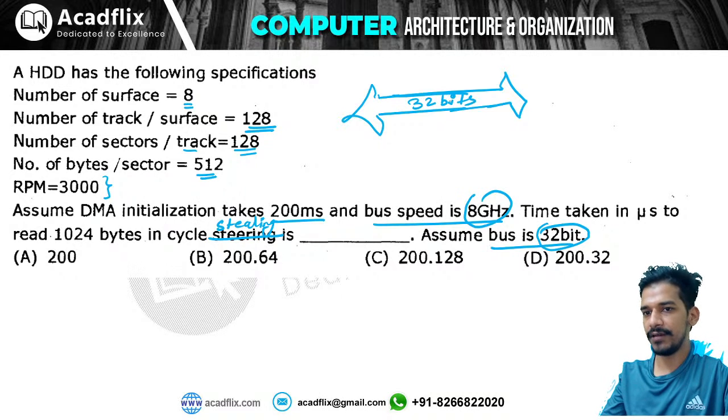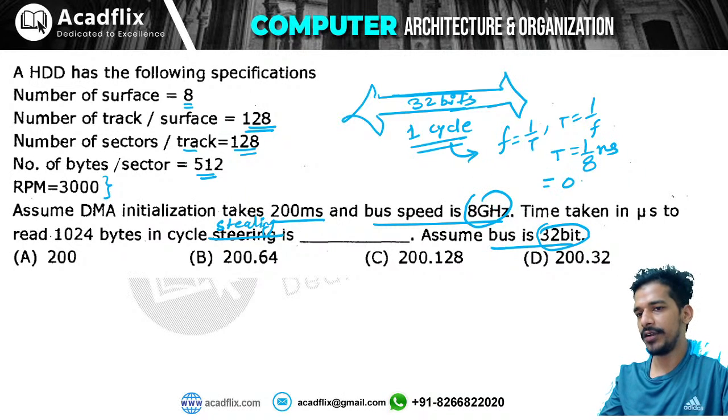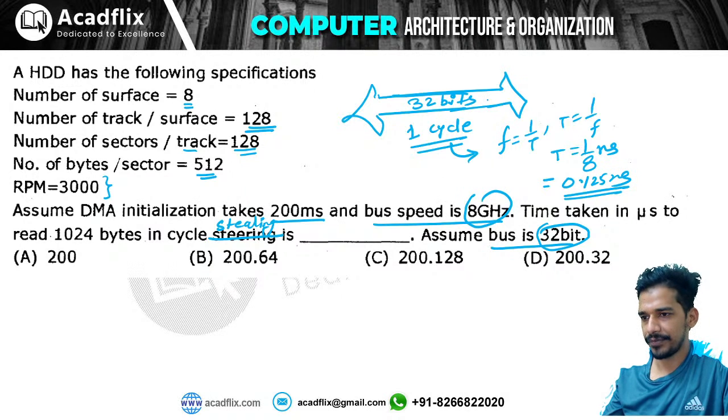That means in one cycle you can carry 32 bits into the data bus, and the cycle time you can find out from the frequency. Frequency equals 1 upon time, or time equals 1 upon frequency. So time will come out to be 1 divided by 8 nanoseconds, because this is in gigahertz. So 1 divided by 8 will be 0.125 nanoseconds. That is the cycle time. That means in 0.125 nanoseconds you can transfer 32 bits from the data bus, right?